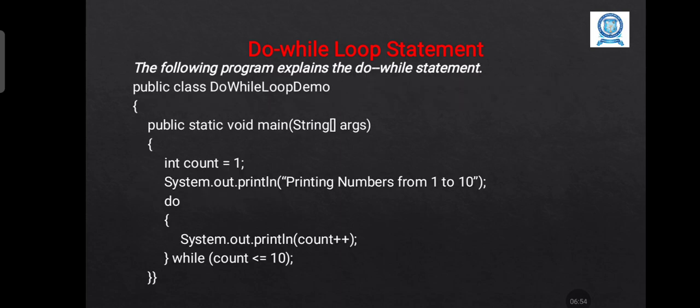The difference between the while loop and the do while loop is, since the while loop initially checks the condition, if the condition is false, the number of times the loop will be executed is 0. But in the do while loop, initially the loop body will be executed without checking the condition, so the minimum execution of the loop is 1. Here we are seeing the example for the do while loop. Initially we are having the do code block, then we are having the while condition.